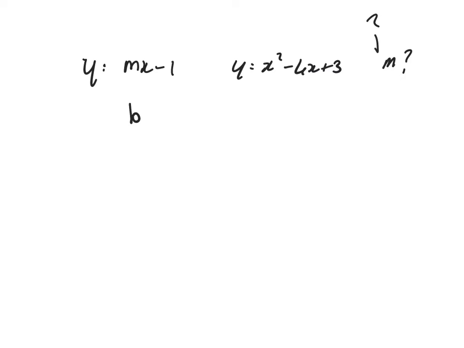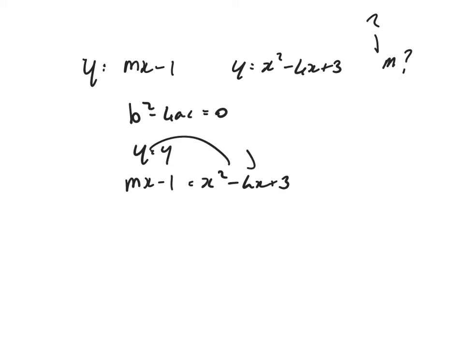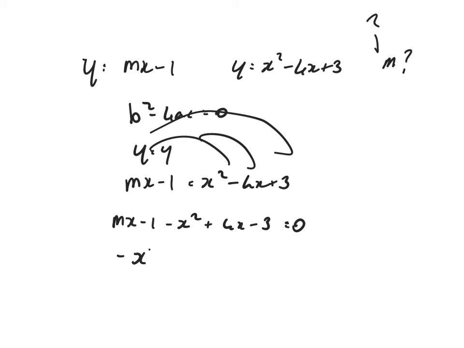Okay, so we know that tangents exist here, so the discriminant is equal to 0. Let's make y equal to y. mx minus 1 equals x squared minus 4x plus 3. Let's bring everything across, make it equal to 0. So that will be mx minus 1 minus x squared plus 4x minus 3 is equal to 0. So it's minus x squared plus mx plus 4x minus 4 is equal to 0.